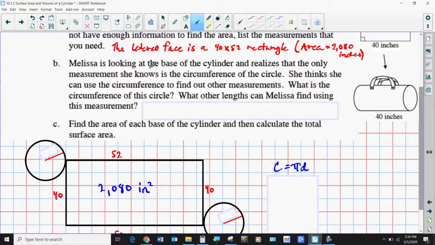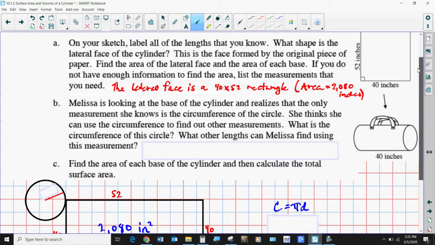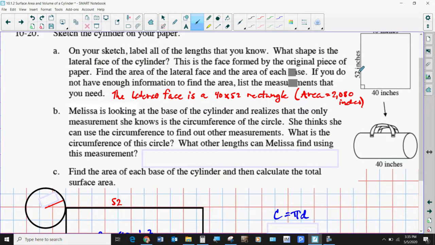Okay? So now Melissa's looking at the base of the cylinder and realizes that the only measurement she knows is the circumference. She knows the distance around. She thinks she can use the circumference to find other measurements. What is the circumference of this circle? Well, remember, this is the piece of cloth that's wrapping around, so the circumference must be the 52 inches.